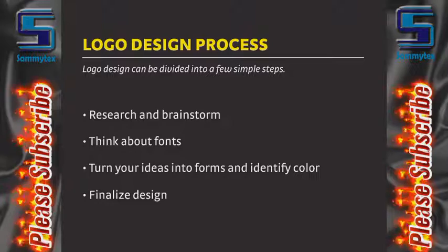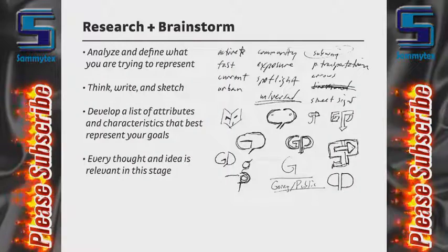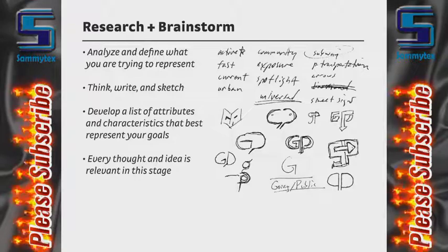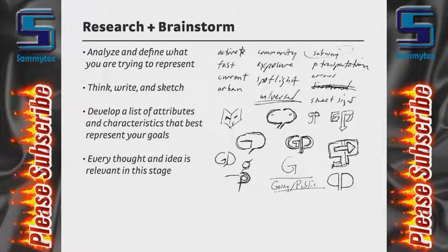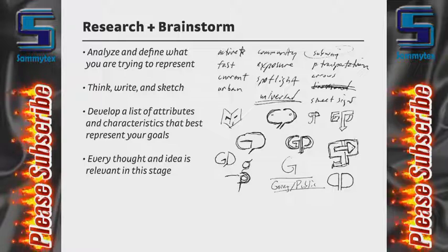Next, we're going to talk about the logo design process. Logo design can be divided into a few simple steps. First, research and brainstorm: analyze and define what you are trying to represent. Number two, you have to think, write, and sketch your design before starting. Number three, develop a list of attributes and characteristics that best represent your goals. Number four, every thought and idea is relevant in this stage.